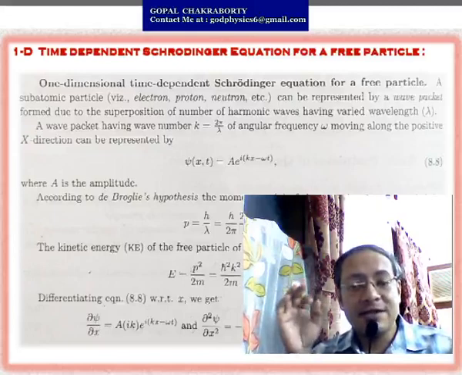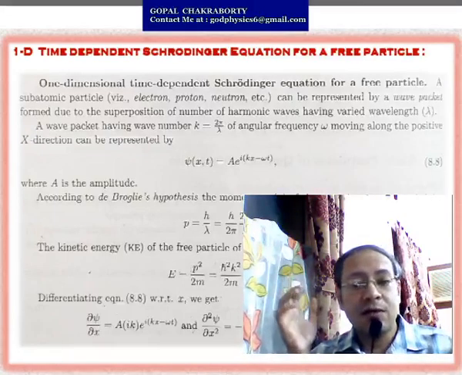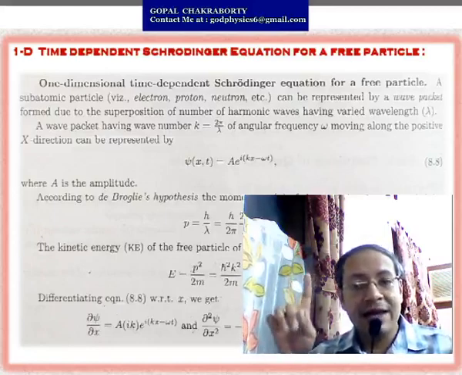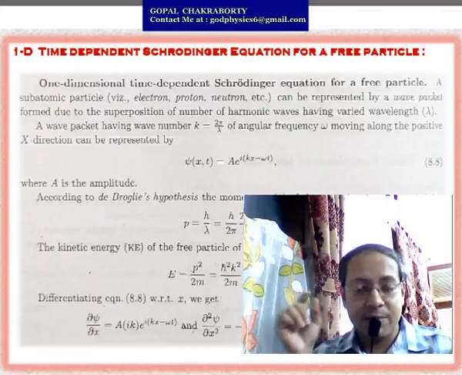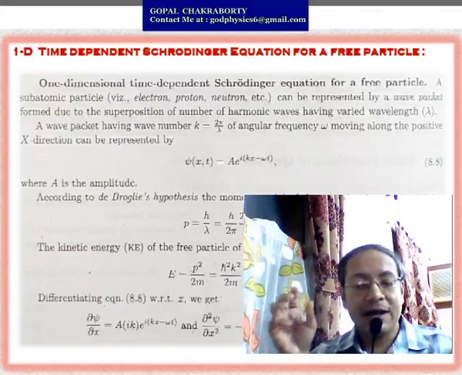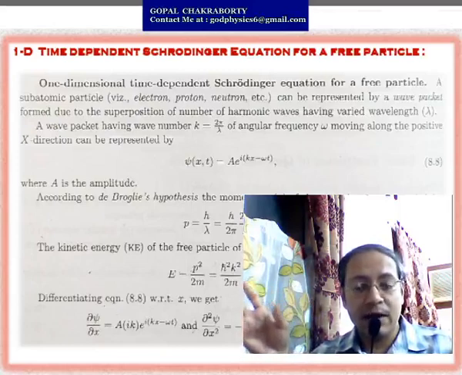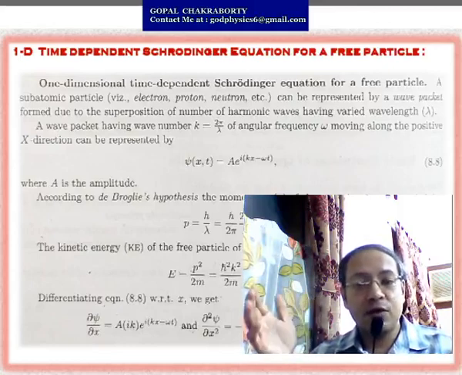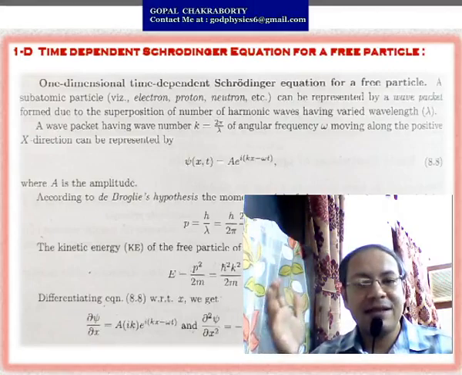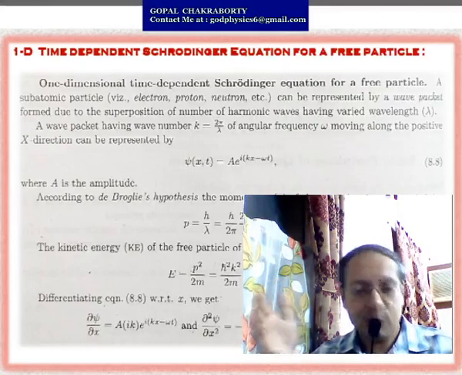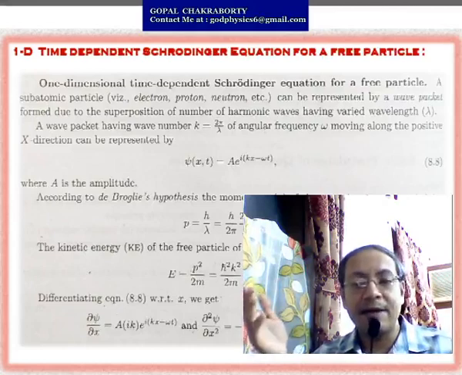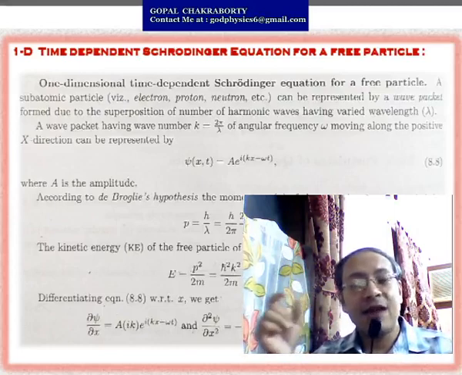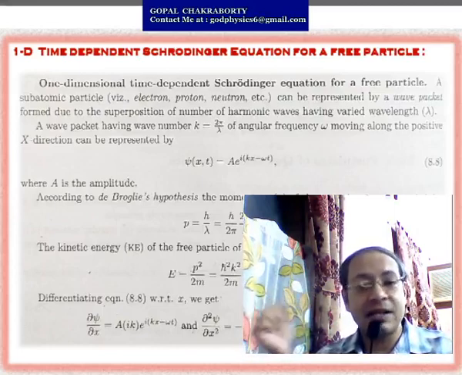I'll first give you the basic idea. As you know, the wave function psi can be represented as A e to the power i(kx minus omega t), where k is the propagation constant and omega is equal to 2 pi nu. Omega is the angular frequency of oscillation. So the basic concept is that you take the first order derivative with respect to position, then again the second order derivative of that wave function psi with respect to position, and that will give you a value in terms of the kinetic energy E.